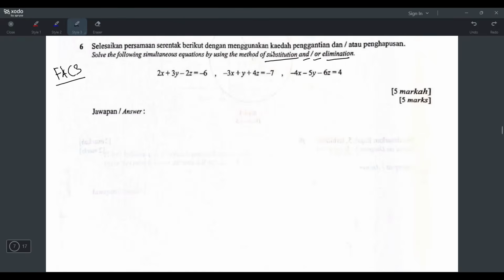So what I will do is substitution, and the way substitution works is you try to make your x or y or z single. You make x single or y single or z single, any one can.